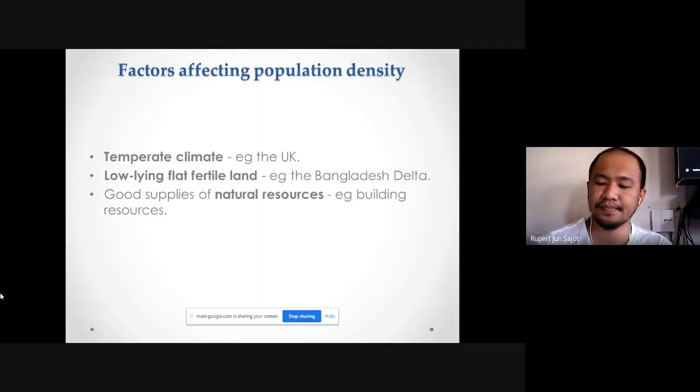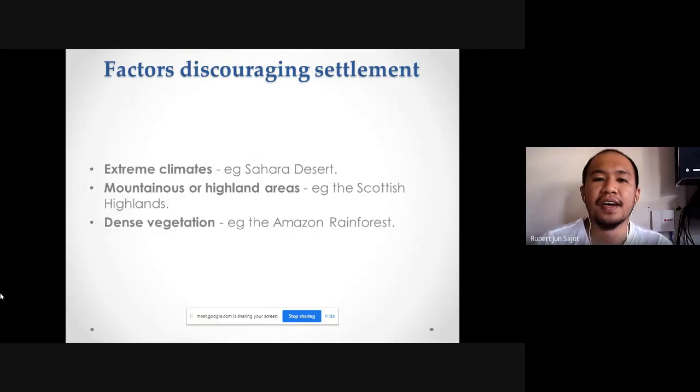Okay, next. Factors discouraging settlement. What are the things that would discourage people from living in a particular area? Again, we have extreme climate, just like what I said. Too cold and too hot is not livable enough for the people to stay. So we have the Sahara Desert in Africa, and we have also the Arctic and Antarctic regions in our planet that do not give us an idea of living at all because it's too cold.